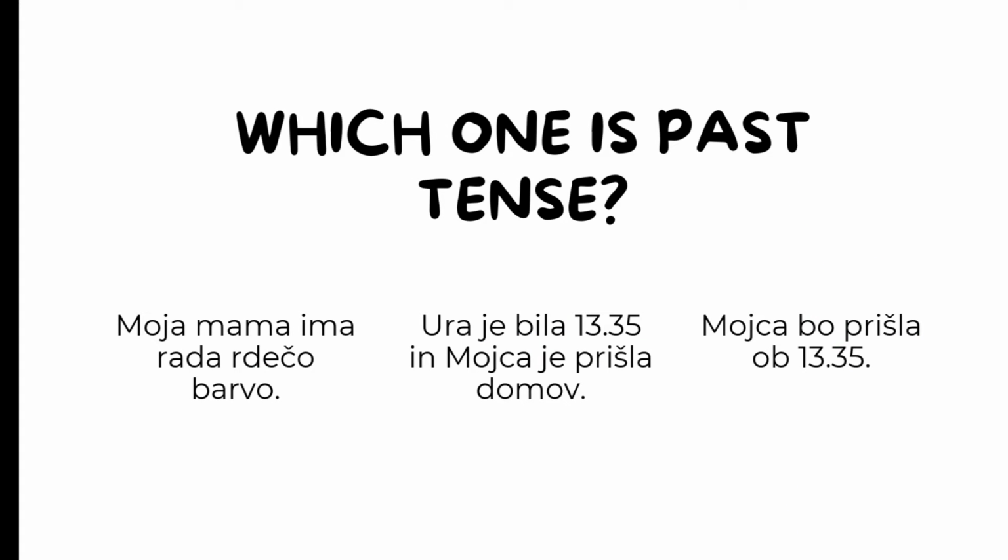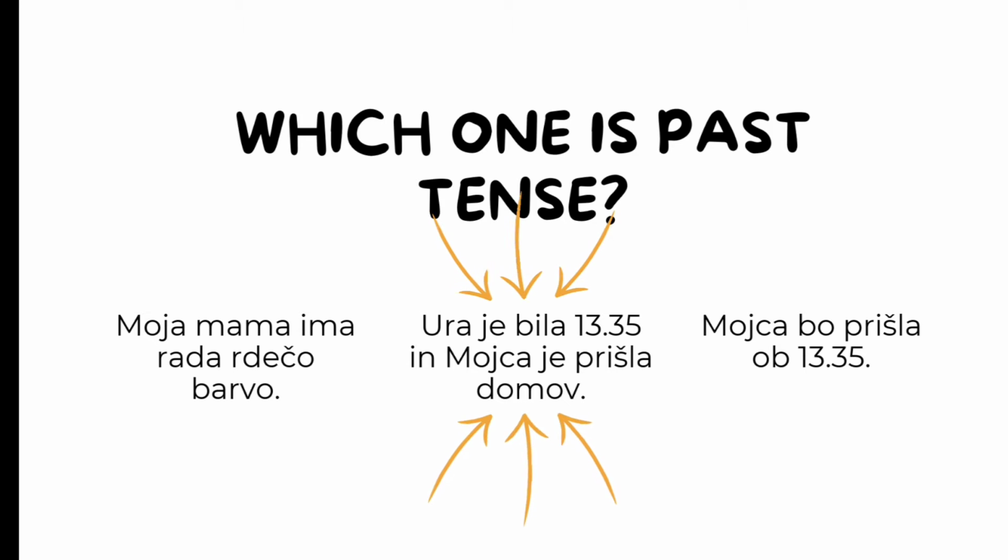Now, let's do this again, but instead of present tense, try to guess which one is past tense. Moja mama ima rada rdečo barvo. Ura je bila 13:35 in Mojca je prišla domov. Mojca bo prišla ob 13:35. Read this again, pause the video, and I'll tell you in 3, 2, 1.